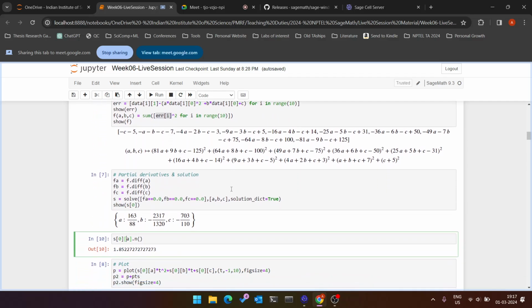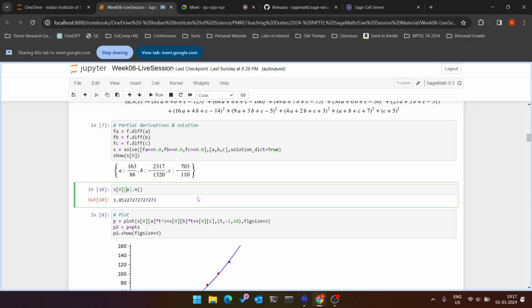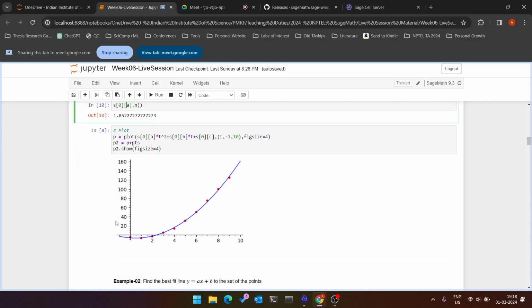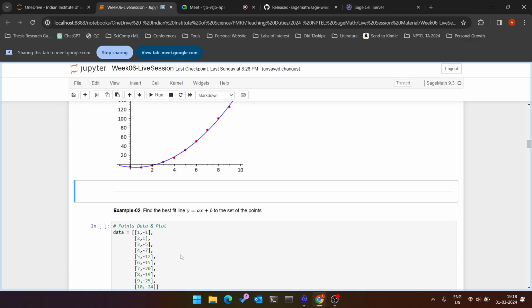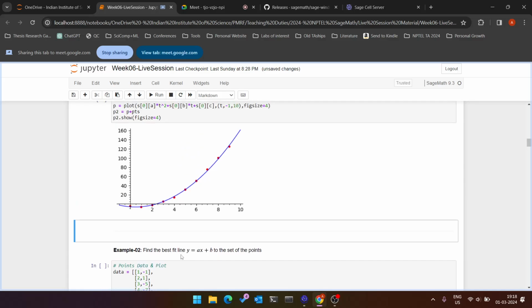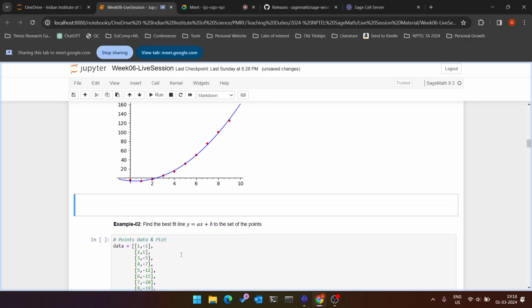Okay. So by plotting it, I can also verify it to be the same. So yeah, this solves the first problem for best fitting a quadratic equation to a set of data points.